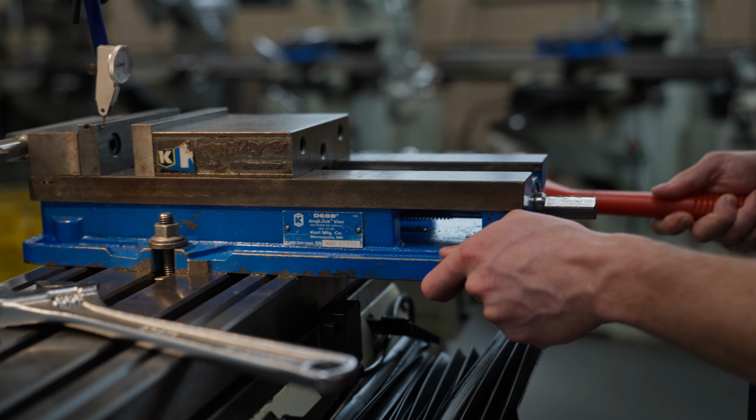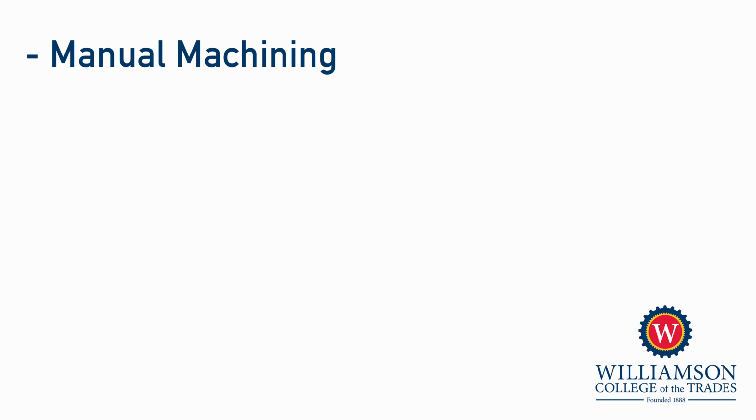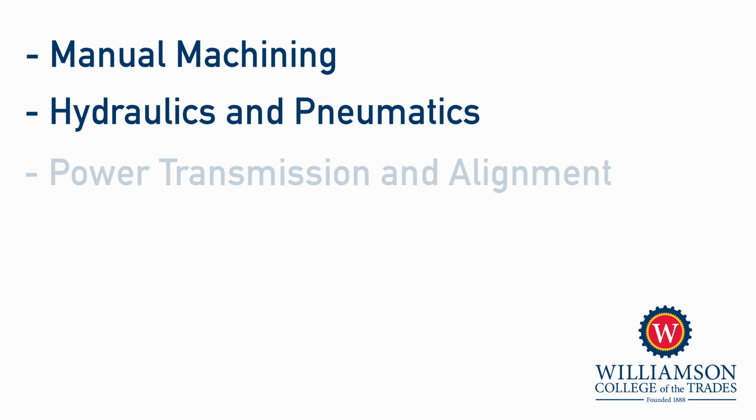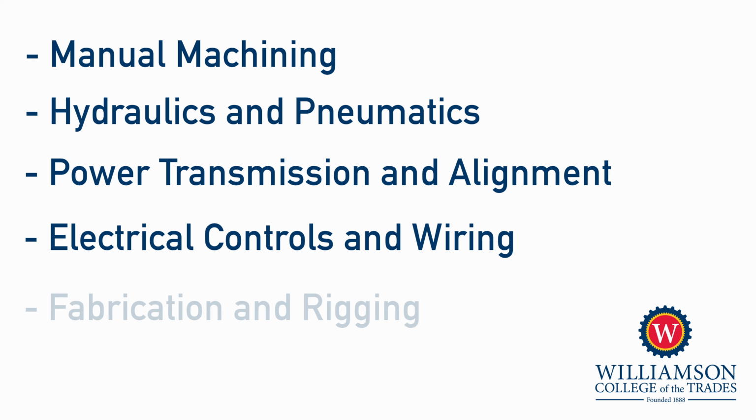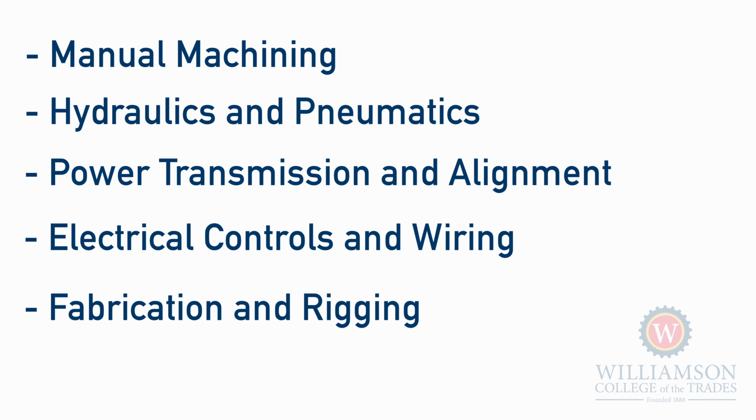In the industrial maintenance track, students develop and hone their knowledge and skills in these areas: manual machining, hydraulics and pneumatics, power transmission and alignment, electrical controls and wiring, fabrication and rigging.